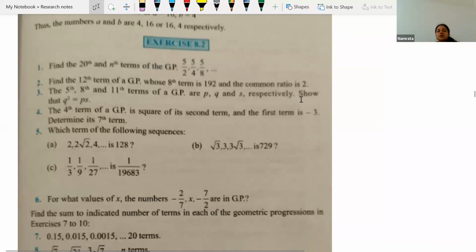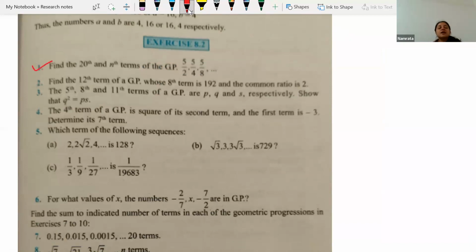So exercise 8.2, I believe you can see the screen, right? Yes, ma'am. The first question is a very basic question. Find the 20th and the nth term. We have already discussed questions like this. This is in geometric progression. 20th term, nth term, you will be able to do by yourself.